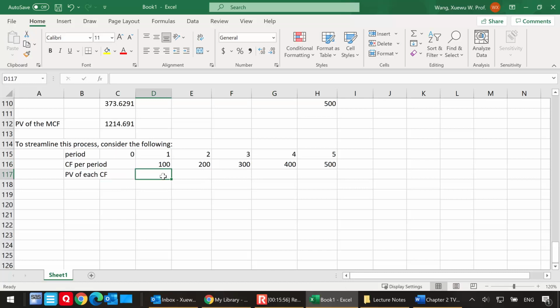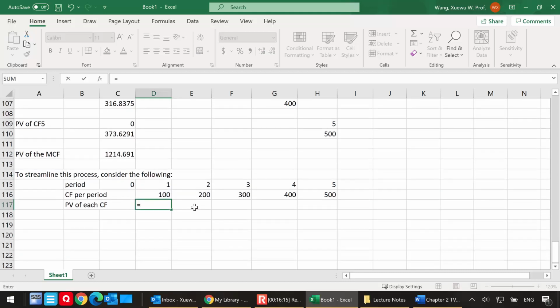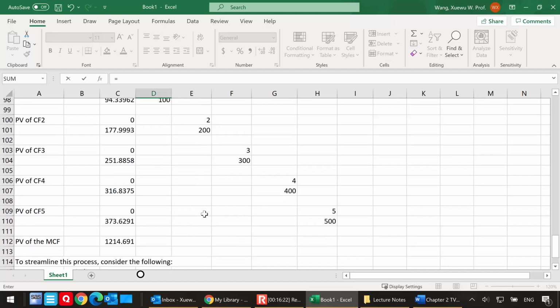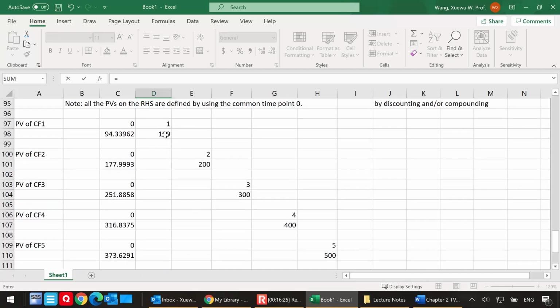And after that, can I just copy this formula across and get the present value of the other 4 cash flows as well? The answer is, of course, as long as you are using the right formula and the right cell reference. So watch me closely. I'm going to consider the present value of the first cash flow. Look at this, a sketch work here. You're only focusing on the first cash flow. So this is a single cash flow problem now.